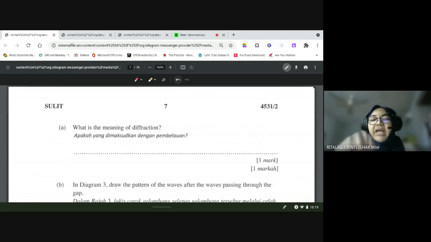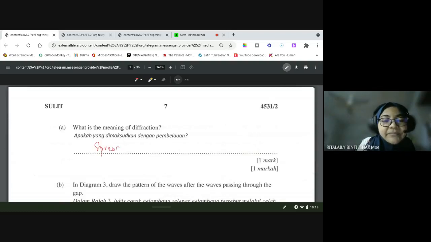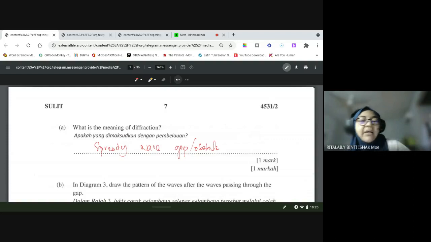Mesti ada perkataan spreading. Okay, wave, mesti ada perkataan gap or. So kalau awak tak buat obstacle boleh, kalau awak tak buat gap pun boleh. Maksudnya either or lah, kena pilih salah satu. Nak tulis dua-dua pun boleh.